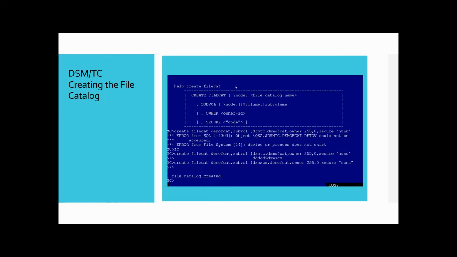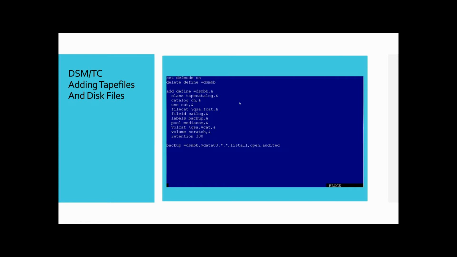Creating the file cat is the same as creating the volume catalog. Give it a name, a subvolume where it's going to be placed, who's going to own it, and the security of that catalog. To create the tape files and disk files, you must run a backup. And the DSMTC subsystem creates those items.